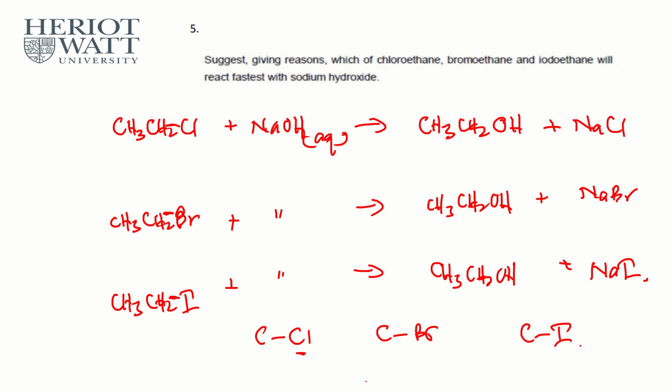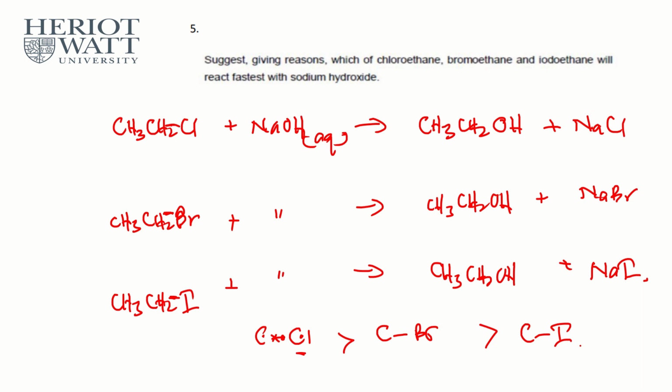So the distance between C and Br will be further. And of course, C-I will be even further. So in this case, C-Cl is the closest, therefore the attractions or the shared pair of electrons between the nuclei will be the strongest. So the bond energy for C-Cl is the strongest, followed by C-Br and C-I. If that's the case, C-Cl is the strongest, it will definitely need longer time, because you need to absorb energy and break the bonds, right?